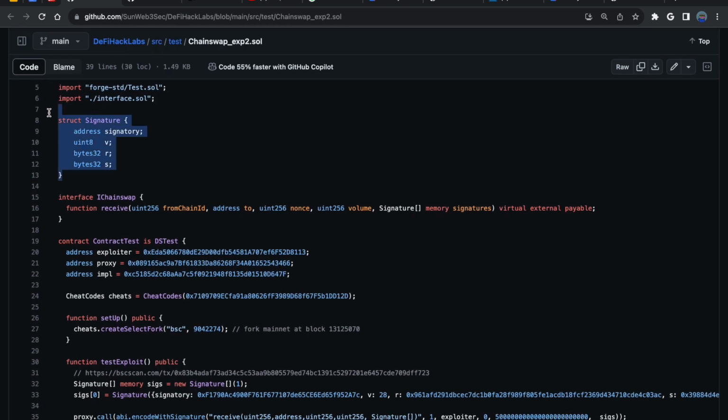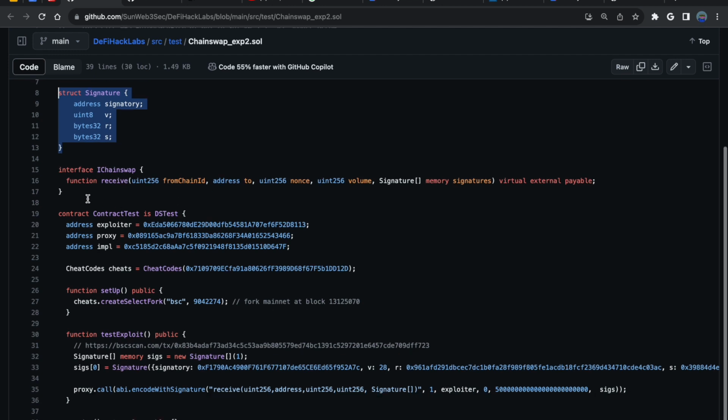This is the struct for the signature. This is Chainswap's receive function. I believe this is a factory contract function call that allows you to receive minted tokens on the new chain, or at least on the receiving end of the bridge. So if you need to, let's say, deposit some tokens or mint some new tokens, you would burn them, and then you would receive your newly bridged tokens.